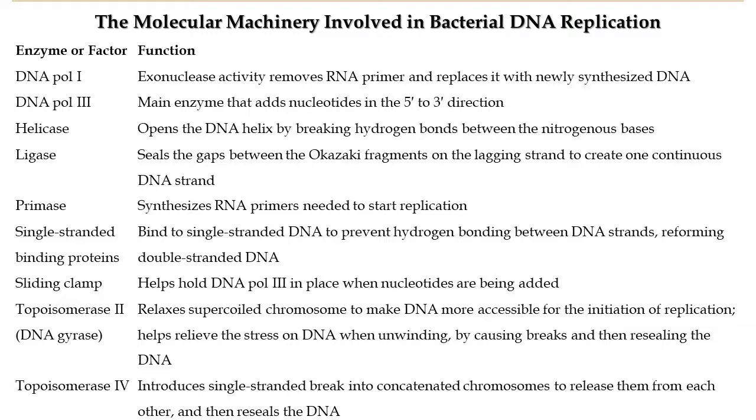You have topoisomerase 2, which is also called DNA gyrase. It relaxes the supercoiled chromosome to make the DNA more accessible for the replication to begin. It also helps in relieving the stress on the DNA when the unwinding takes place because of the extra supercoiling. Then you have topoisomerase 4, which introduces a single-stranded break into the chromosome, which will release the tension. We'll go into the diagram and we'll get to know that better.